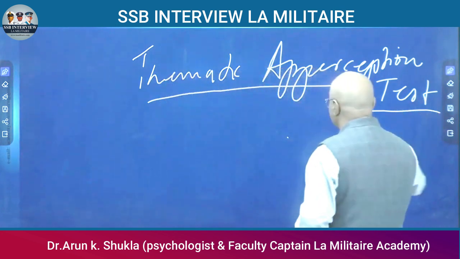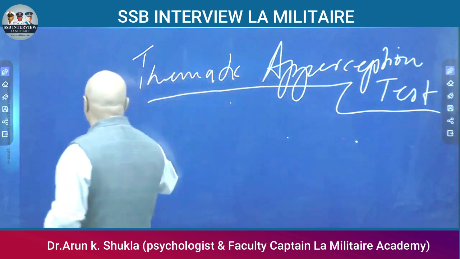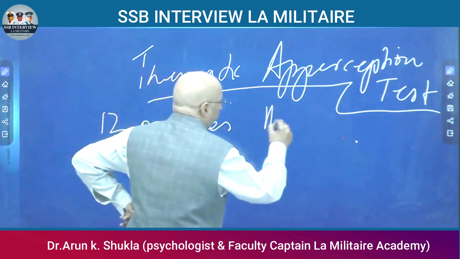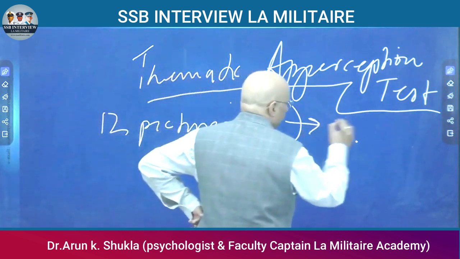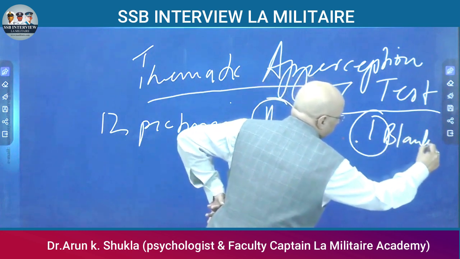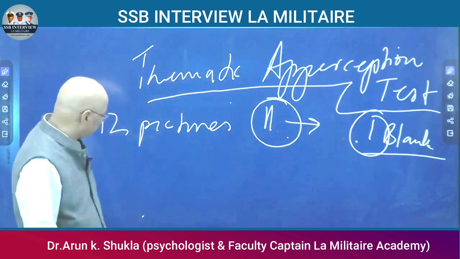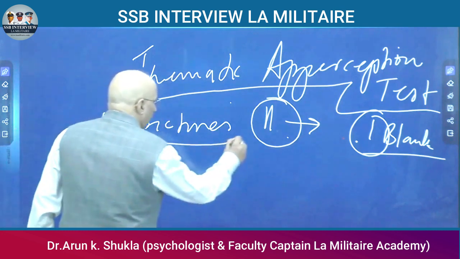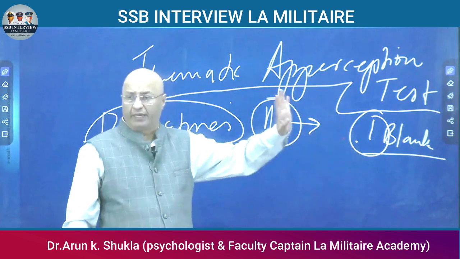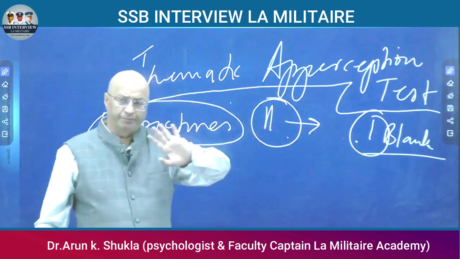I've always said that when you write thematic apperception test, there are going to be 12 pictures. And in 12 pictures, how many will be there with photos? 11. One will be totally blank. In blank, you will be given the freedom to imagine whatever you want to write. In the 12 pictures, you will be given different kinds of pictures, different kinds of thought process to be picked up. Now, what is the purpose of these 11 pictures?